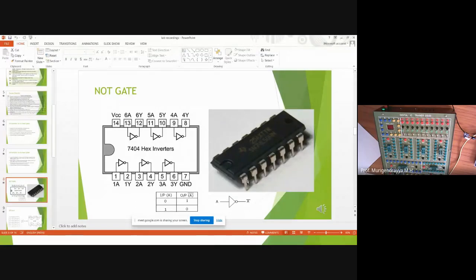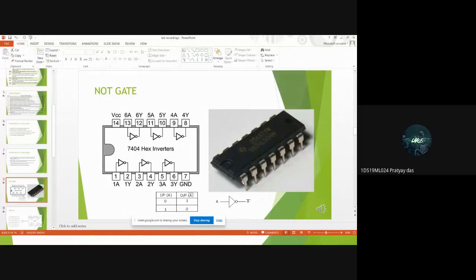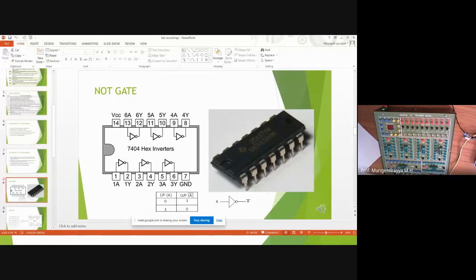Now you are seeing the screen and listening, right? Hearing properly? Yes, sir. So this is pin number 1, 2, 3, 4, 5, 6, 7, and then again clockwise, this is 8, 9, 10, 11, 12, 13, 14. This is how the ICs are. We'll see the physical actual IC in the demo part. Okay. So each IC is like this.